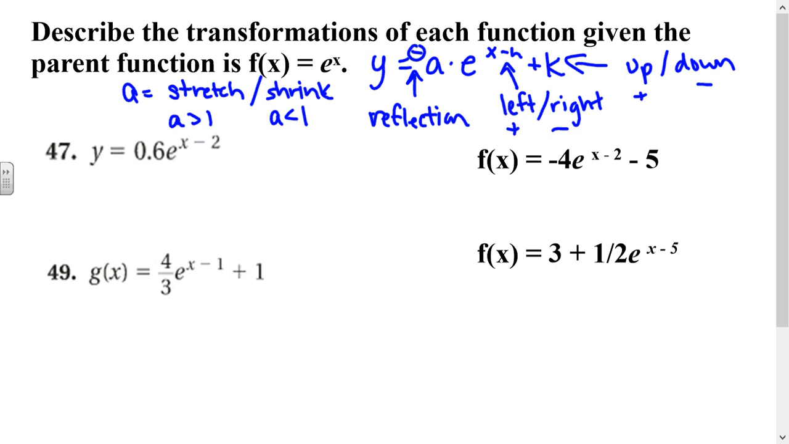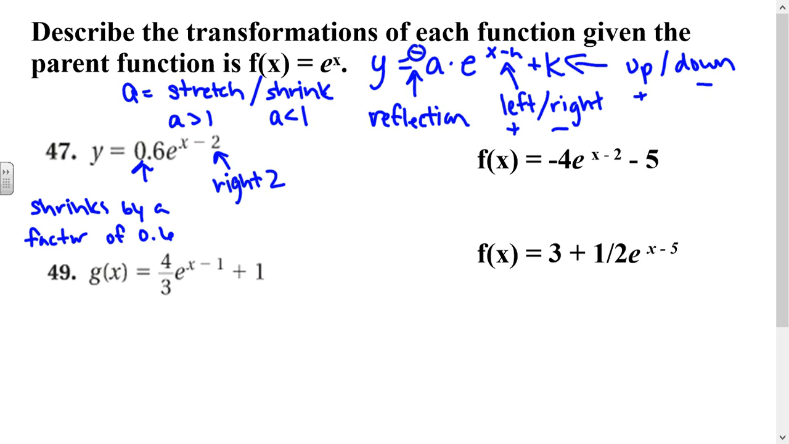So if we look at this one, this value in front, 0.6, is less than 1. So it means that it shrinks by a factor of 0.6. And then the minus 2 right here, remember minus means right, so this is going to go right 2.